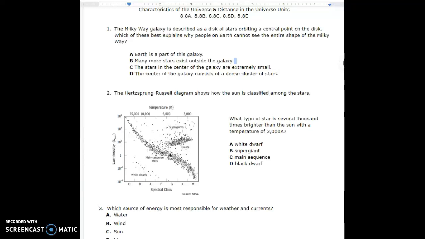Okay, so the Milky Way galaxy is described as a disk of stars orbiting a central point on the disk. Something like this. Which of these best describes why people on Earth cannot see the entire shape of the Milky Way galaxy? Well, our sun is located a little bit further out than the middle, on one of those arms, and we have not gone past our moon. We've gone to no other planets.